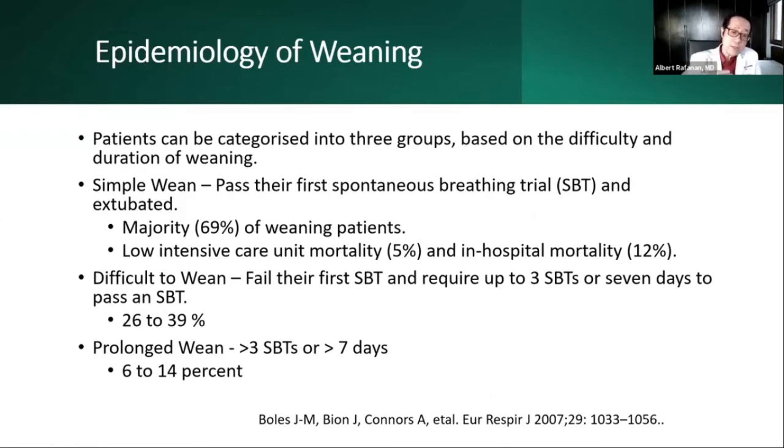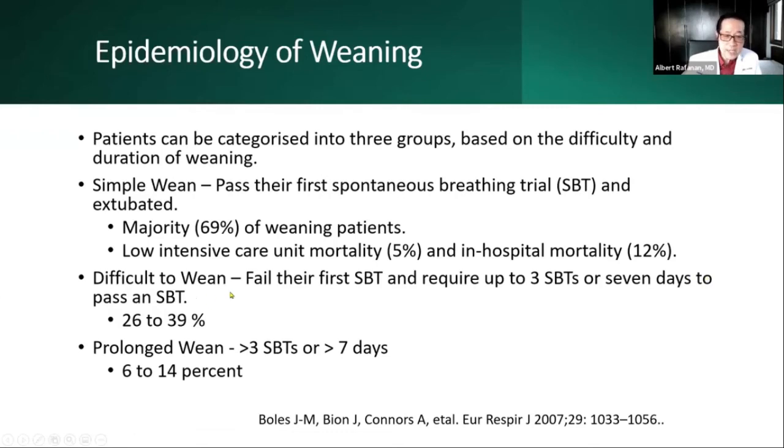In patients with weaning, there are actually 3 types of patients we see. Simple wean: you do your spontaneous breathing trial, you extubate. These are patients with congestive heart failure or pneumonia that gets quickly better, or a stroke patient who wakes up. The majority of patients, 69%, have low ICU mortality, 5% in-hospital mortality.